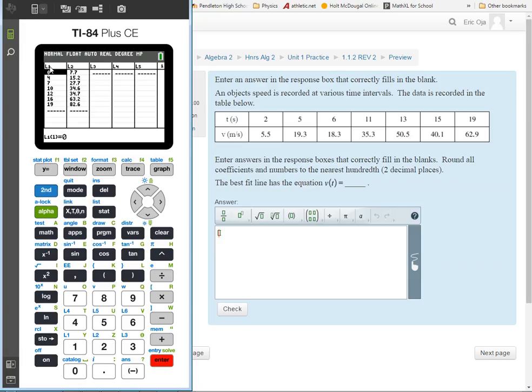X's always go in column L1, y's go in column L2. Or more specifically, it doesn't have to be x and y. The input goes in L1, in this case it's t, and the output, in this case v, goes in L2. So I'm going to clear these out. Remember, to clear these, I highlight L1 and I don't hit delete, I hit clear, enter, scoot to the right, highlight L2, hit clear, enter, and now everything's gone. I can enter my new data.